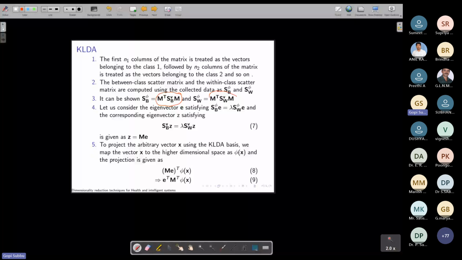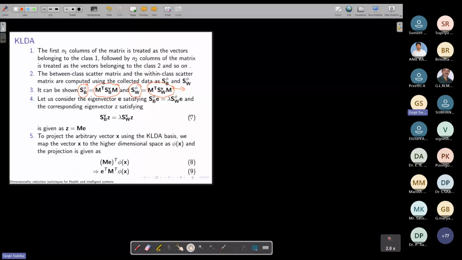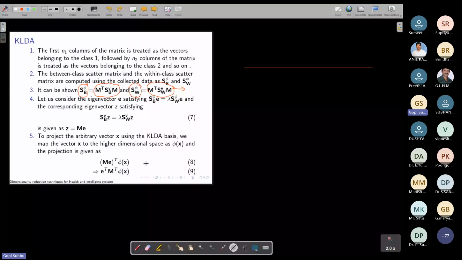As I already told you, M transpose SB VM and M transpose SW VM, which we already computed, I am renaming as SB-phi and SW-phi. These are the between class scatter matrix and within class scatter matrix computed using the vectors after constructing the kernel matrix. I am writing the matrix in a pictorial form only, not fully. You know how to get this.